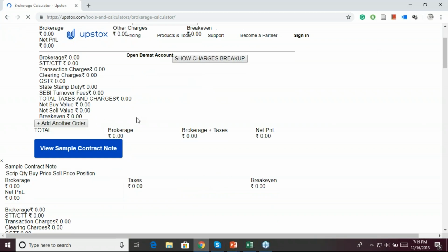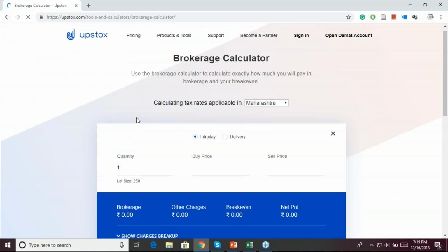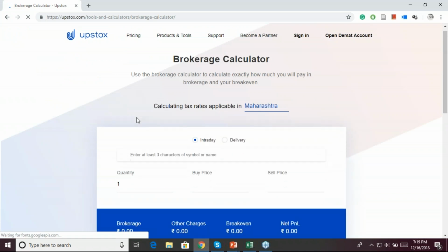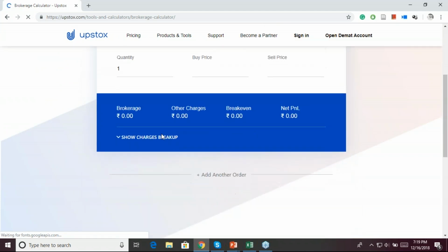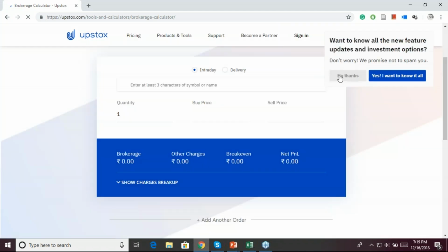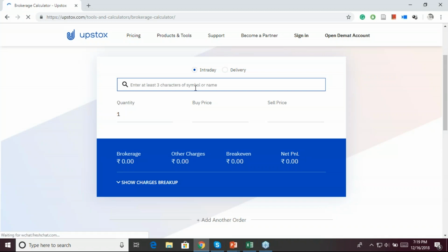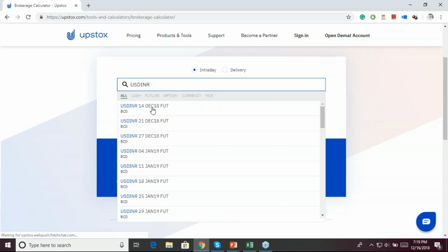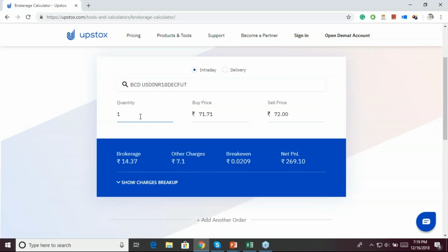Okay, I'll show you a little example. Someone asked to show one more example of how the calculations work. I'll show you what that will actually cost. I'll click no thanks, and put in USD INR, the December future. I'm just giving it as an example.